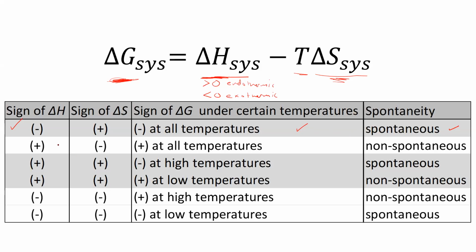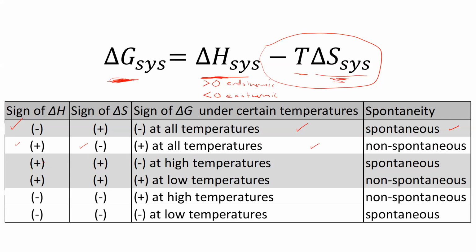The opposite of that, where delta H is positive and delta S is negative, is going to lead to a positive delta H and the term negative T delta S. If delta S is negative, that's going to lead to a positive negative T delta S. And so when you put those together, you're always going to have a process that is not spontaneous, or is spontaneous in the reverse direction, because the delta G of that system is going to be positive at all temperatures.